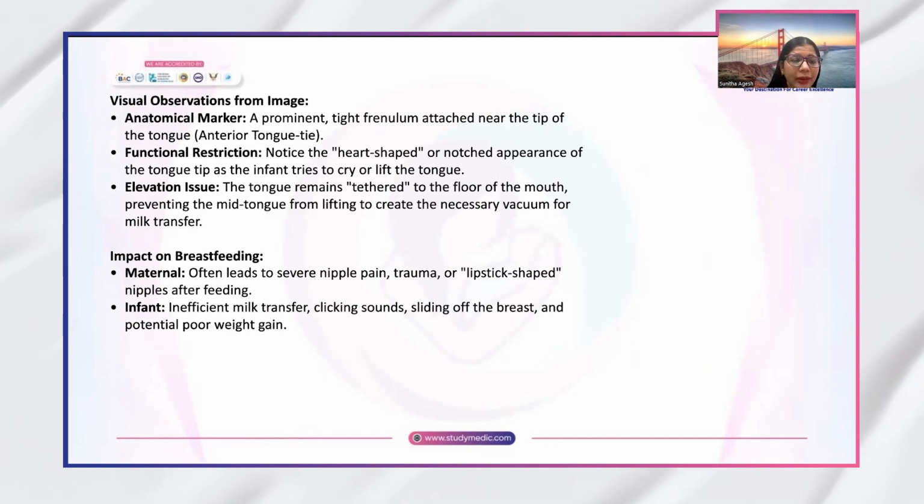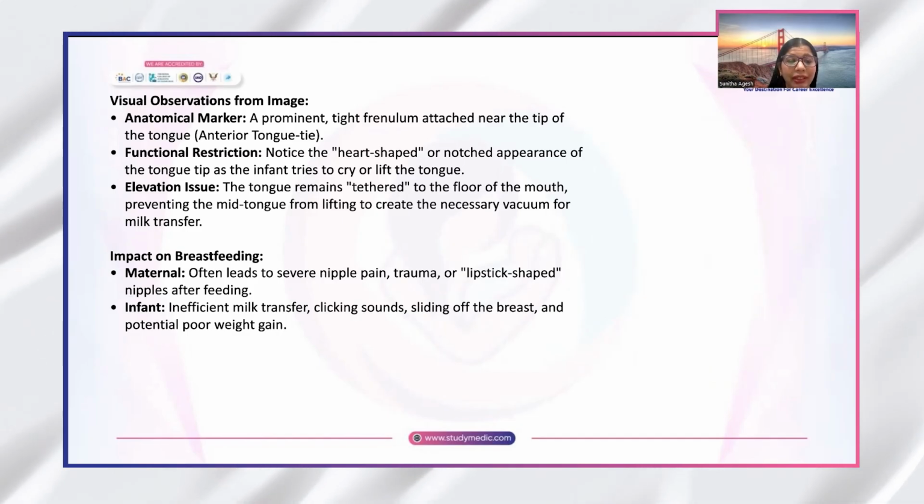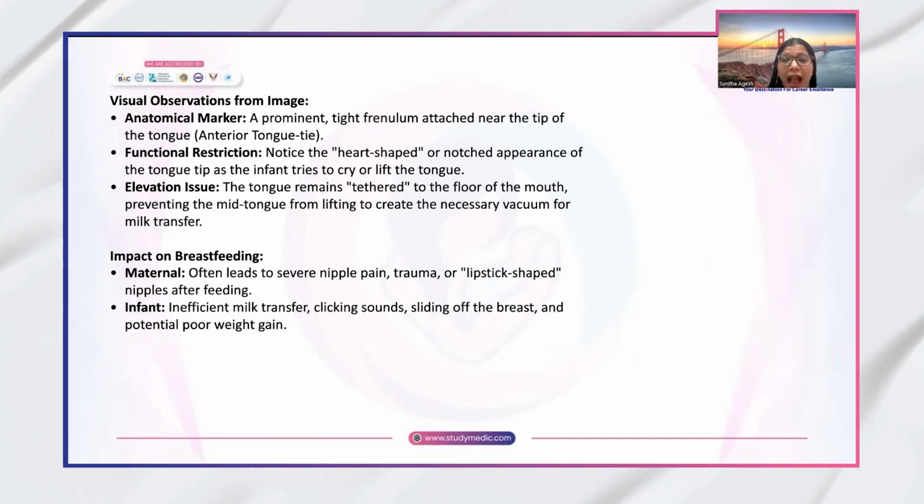Then what will happen when the baby is sucking with a tongue tie? The mother develops nipple pain and trauma. At the end of the feeding, we can assess for lipstick shaped nipples. The infant also will not have effective milk transfer. We can hear a clicking sound because of lack of vacuum. Many times, even when latching, the baby will slide off the breast. So all this will lead to potential poor weight gain.